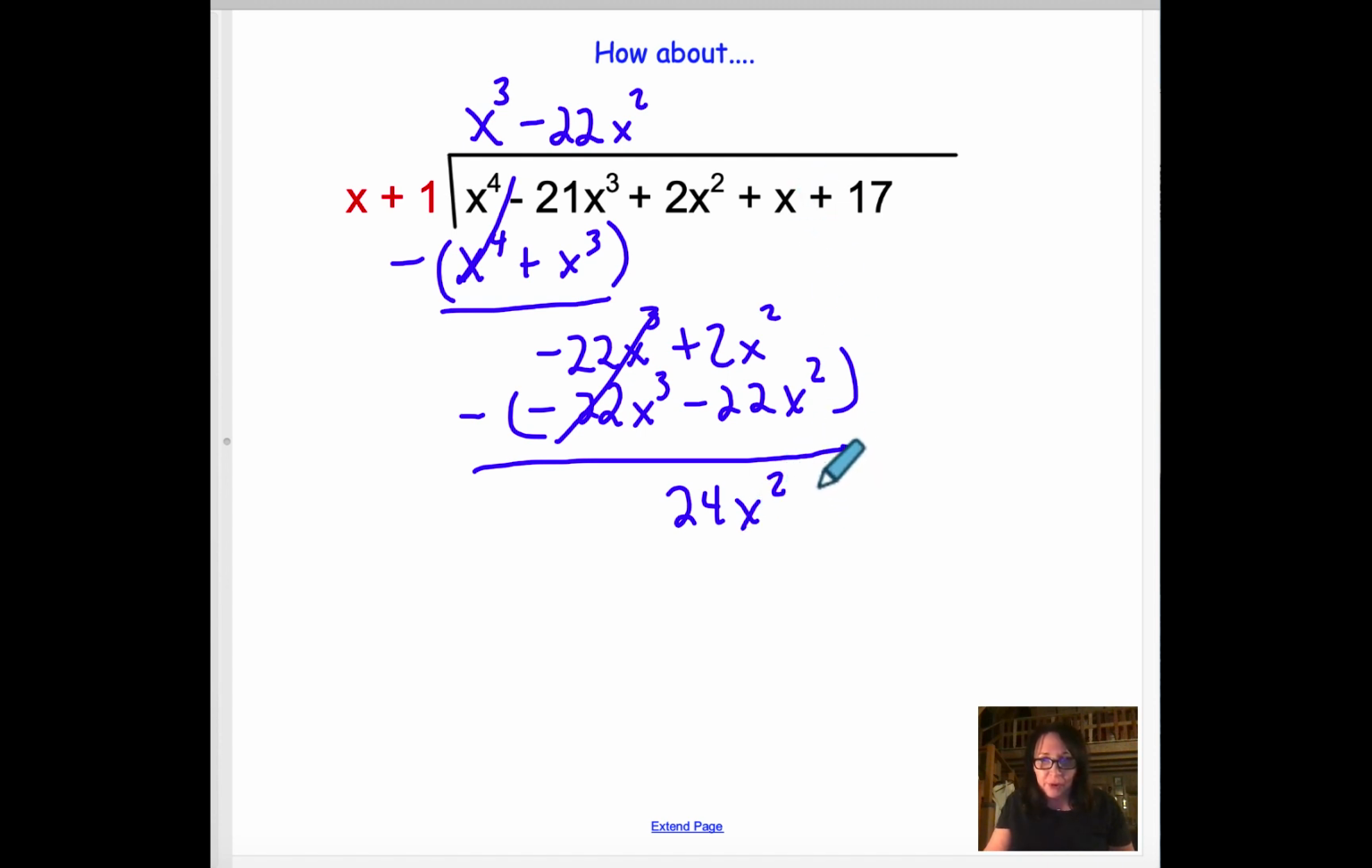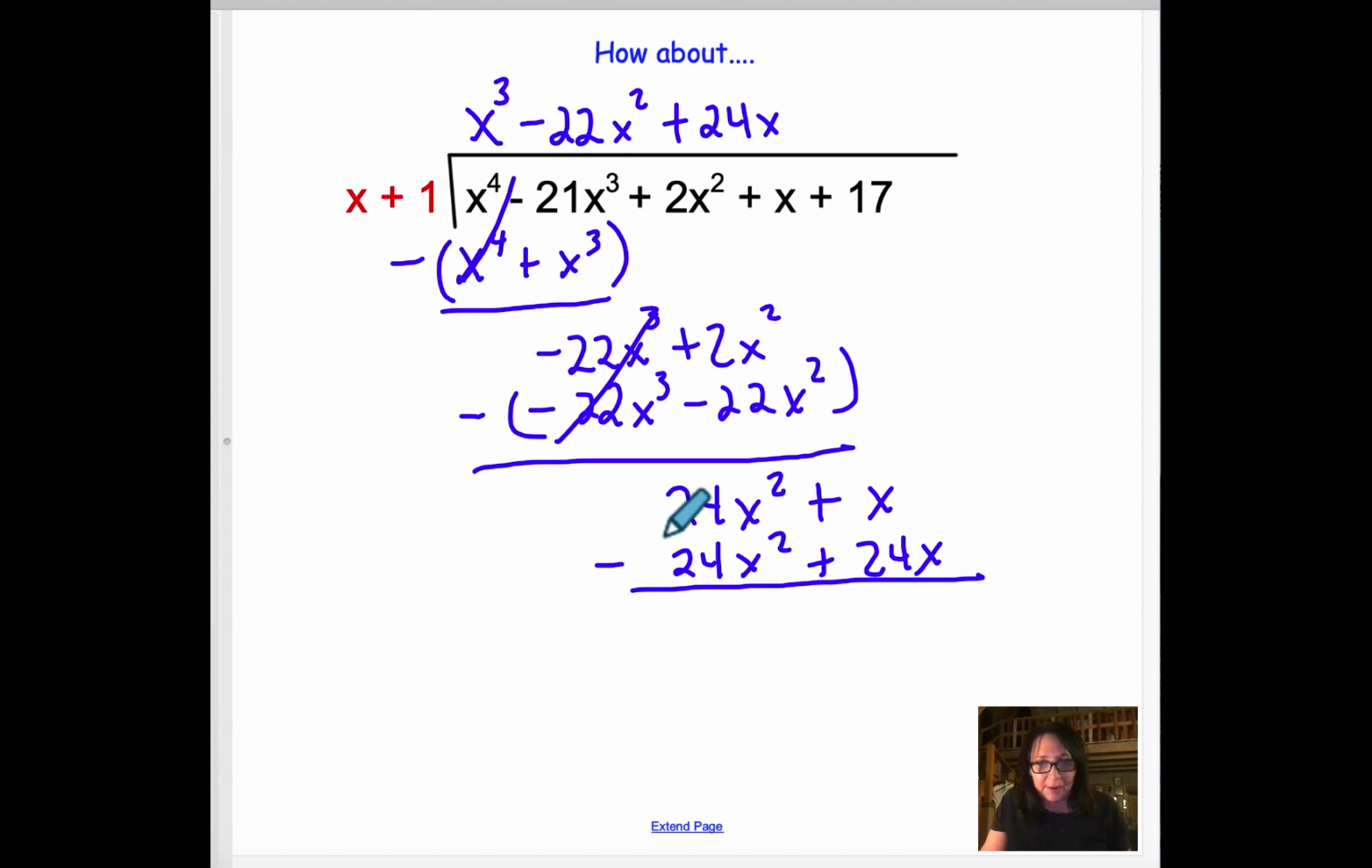Bring down the next term, which is plus x. So x times what is 24x squared? Well, it's going to be positive 24x. So then you get the number on top, and then you have to multiply it through. So 24x times x is going to be 24x squared. 24x times 1 is plus 24x. Now remember, again, I have to subtract this quantity. So we're going to go 24x minus 24x is gone. X minus 24x is negative 23x.